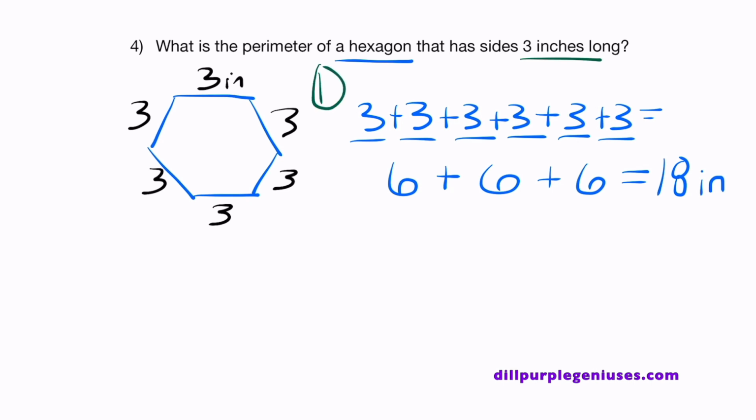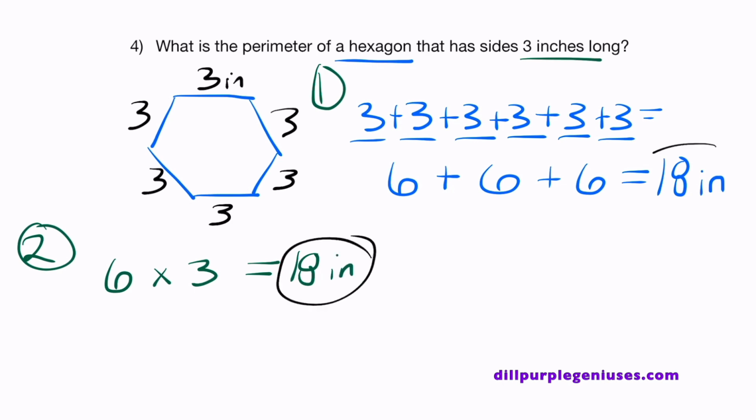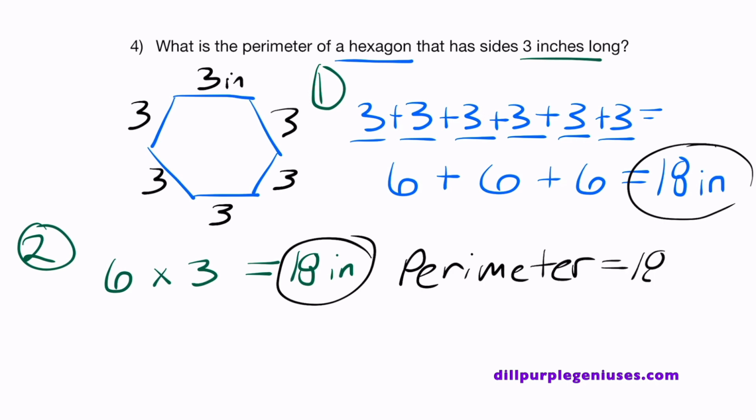But there is a much simpler way you can solve this problem. This hexagon has 6 sides that are all 3 inches long. Now we can write down 6, which represents the number of sides a hexagon has, times the number of inches each side is, which is 3 inches each. And if you multiply it, 6 times 3 equals 18. And remember, the measure unit is inches. As you can see, both ways come out with the same answer. So the perimeter of this hexagon is 18 inches.